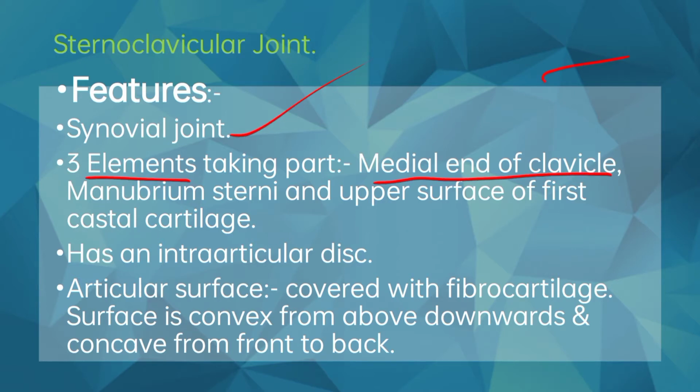See, this is the clavicle and this is the manubrium sterni. This gets articulated, and this is the sternoclavicular joint. So the three elements are the medial end of the clavicle, the manubrium sterni, and the upper surface of the first costal cartilage. Here is the first rib. All these three elements form the sternoclavicular joint.